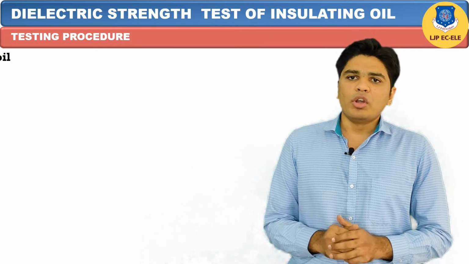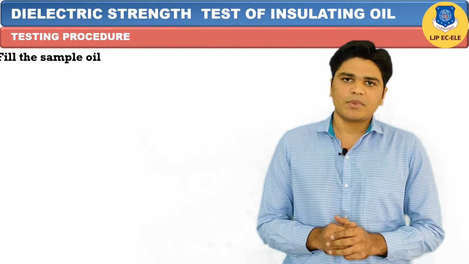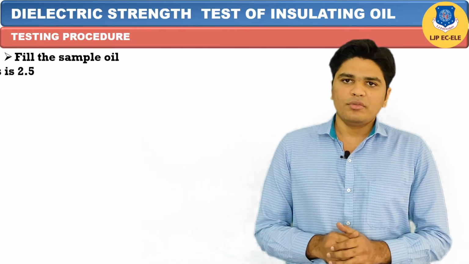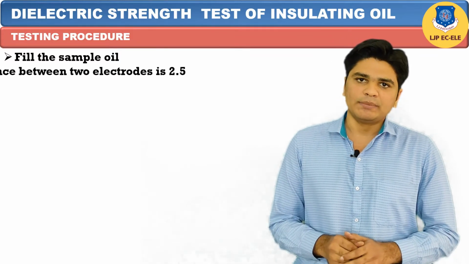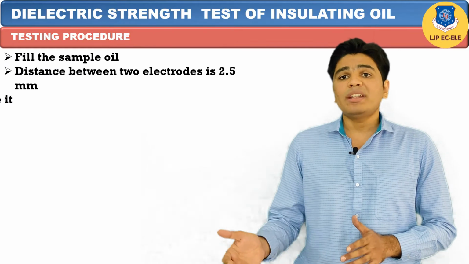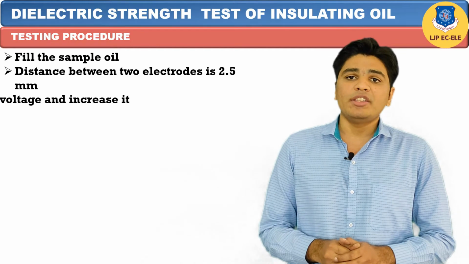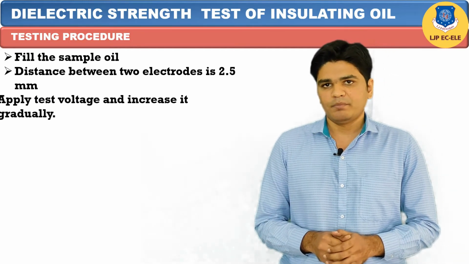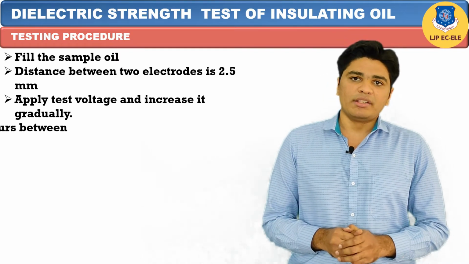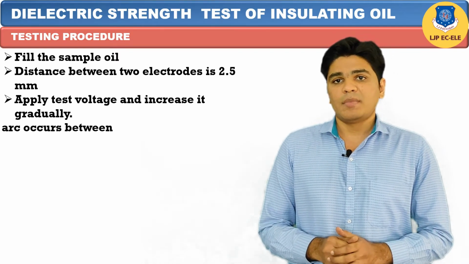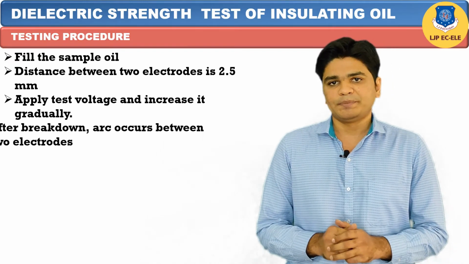First, fill the sample oil which needs to be tested in the vessel of the test cell. Two test electrodes with a small distance of 2.5 mm are surrounded by the dielectric oil. Then the test voltage is applied to the electrode spheres and the voltage is continuously increased up to the breakdown voltage. After the applied voltage reaches the maximum level of breakdown voltage, finally breakdown occurs. Breakdown occurs in the form of an electric arc between the two electrodes.